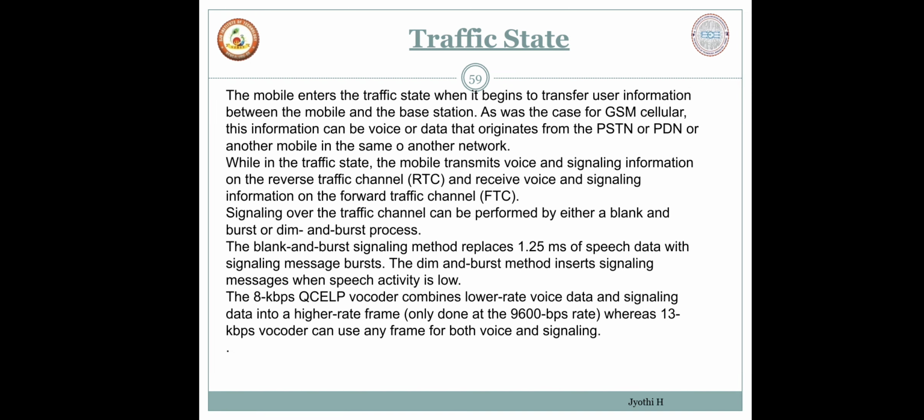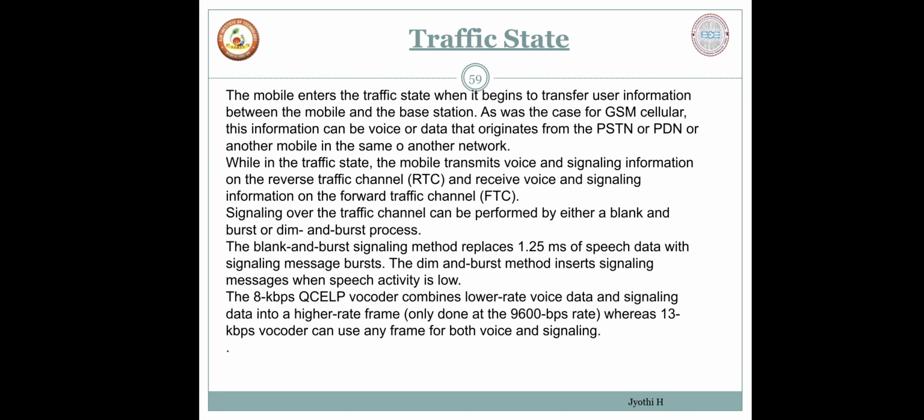Next is the traffic state. When the mobile enters the traffic state, it begins to transfer user information between the mobile and the base station. As in GSM cellular, this information can be voice or data originating from the PSTN, PDN, or another mobile in the same or another network. While in traffic, the mobile transmits voice and signaling information on the reverse traffic channel, and receives voice and signaling information on the forward traffic channel.